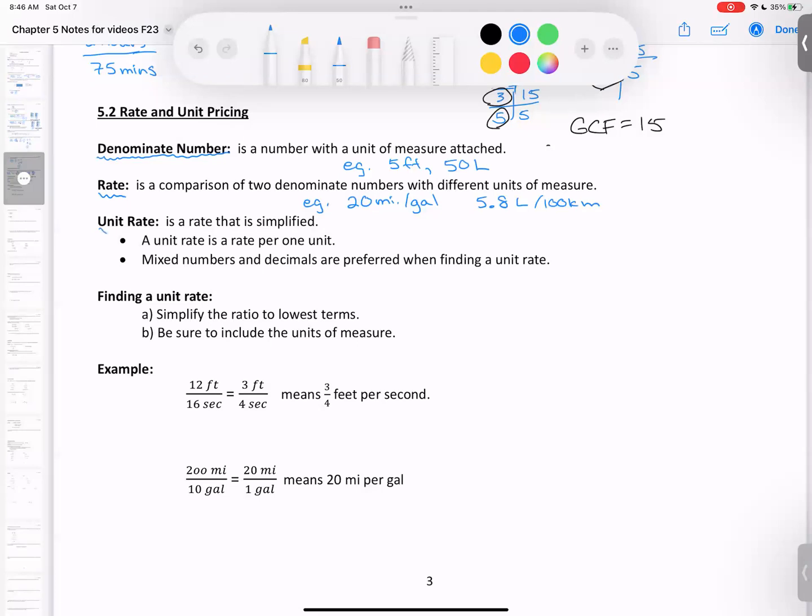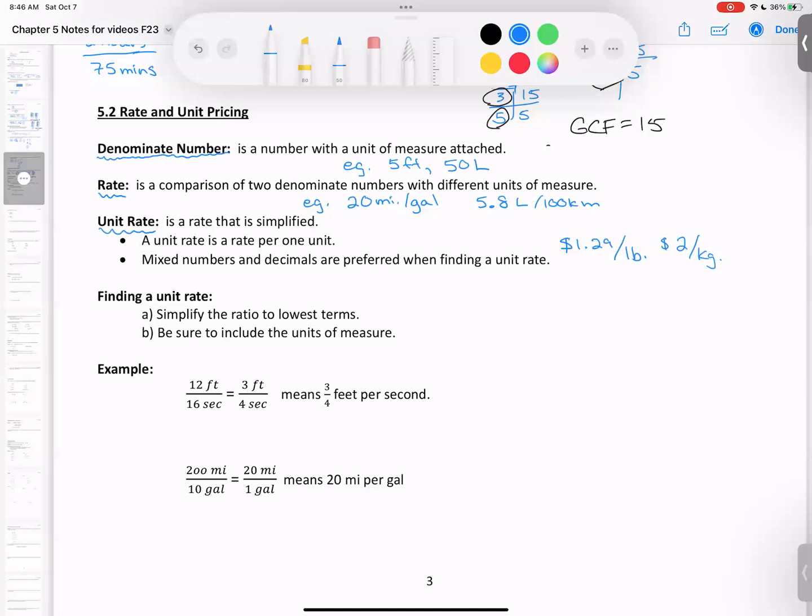A unit rate is a simplified rate that's per one unit. And so often we use these when we're talking about money. So your apples might cost you $1.29 per pound, or you might have potatoes for $5. Well, that's actually a lot per kilogram, isn't it? Let's say, even with today's prices, $2 per kilogram of potatoes or something like that.